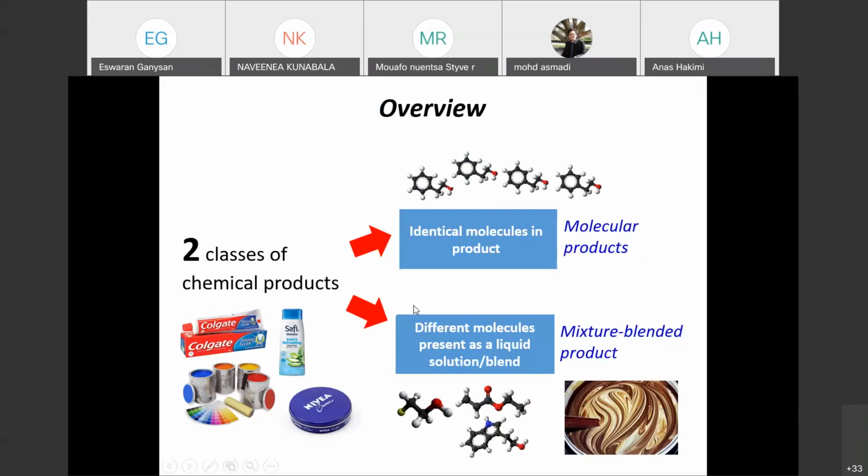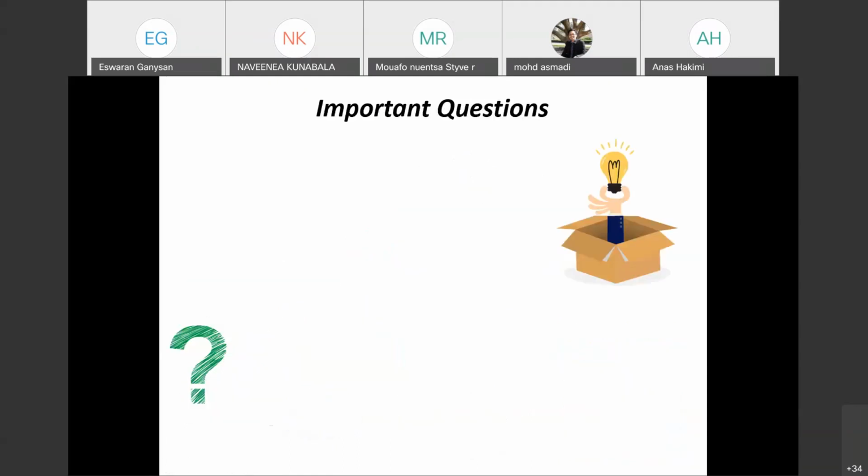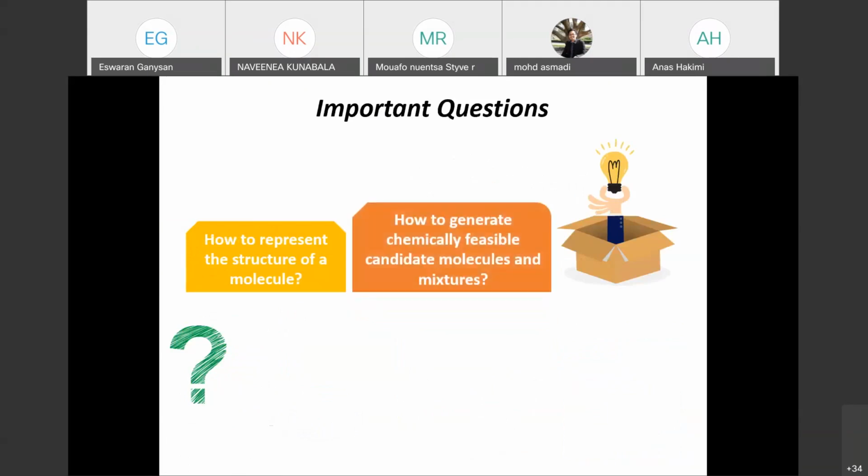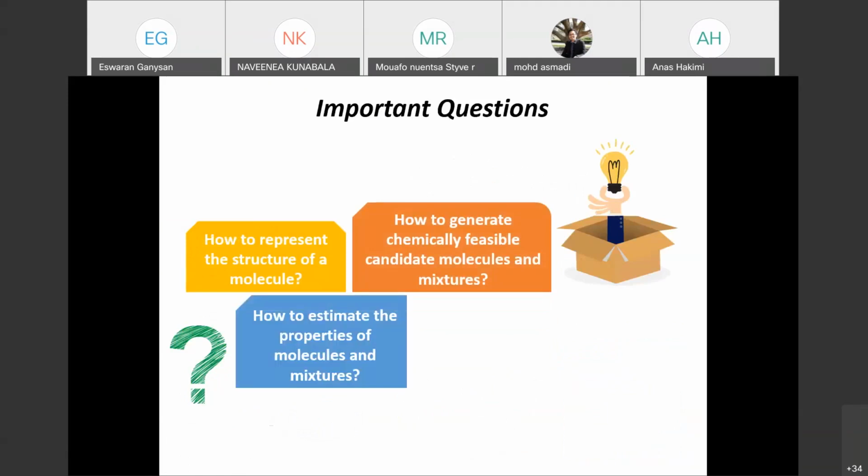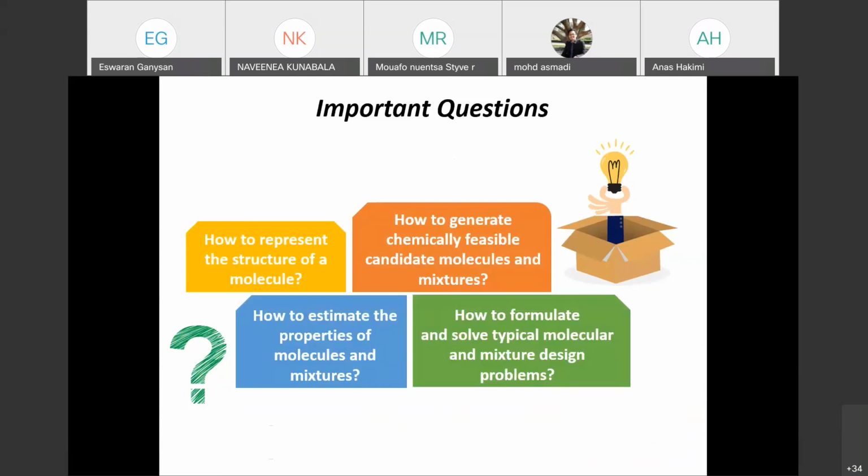From this, there are the following questions regarding the importance of a good understanding of the issues related to molecule and mixture design. What are the important questions? First, how to represent the structure of molecules. This one you have to know before you do the product design. Then how to generate chemically feasible candidate molecules and mixtures, how to estimate the properties of the molecules and mixtures, as well as how to formulate and solve a typical molecular and mixture design problem.